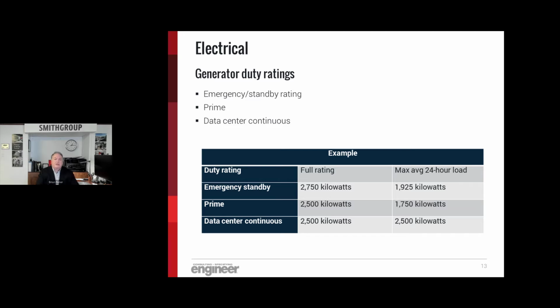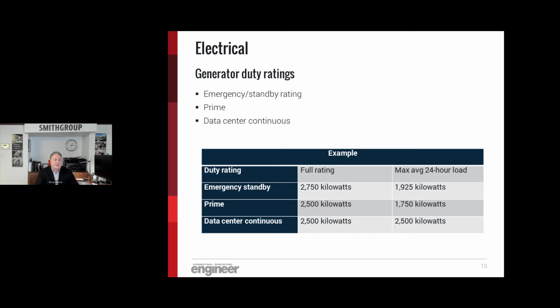So let's talk about generator ratings. You see a 2000 kVA, or in this case, 2700 kW generator, and you figure, well, how am I going to apply that? It's an emergency. Am I going to use it for a data center? Am I going to use it for prime power because the owner wants to be able to put the facility on generator power for whatever reason, utility rates or whatever?